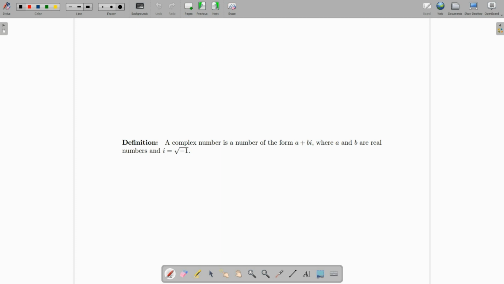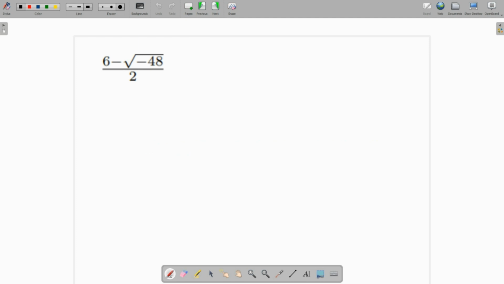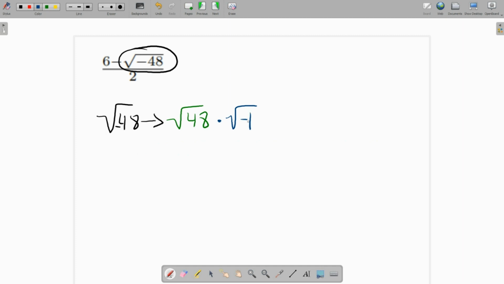Okay, with the definition in mind, let's move on to an example. This example states 6 minus the square root of -48, divided by 2. Before we get started with canceling out the 6 and the 2, we first have to deal with the square root of -48. So how do we solve this problem? The square root of -48 can be broken down into the square root of 48 times the square root of -1.